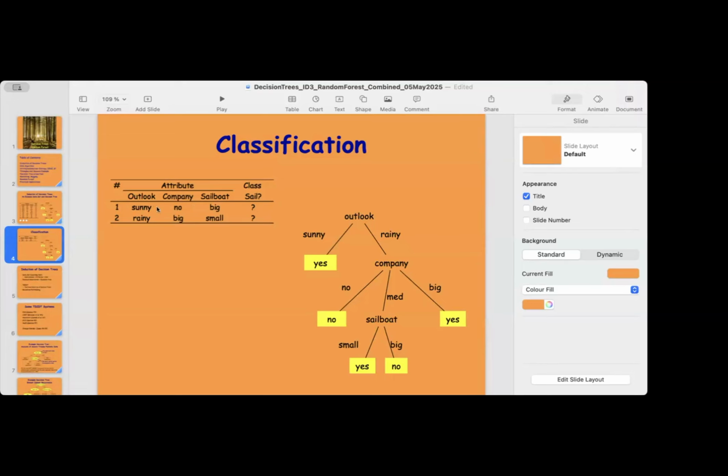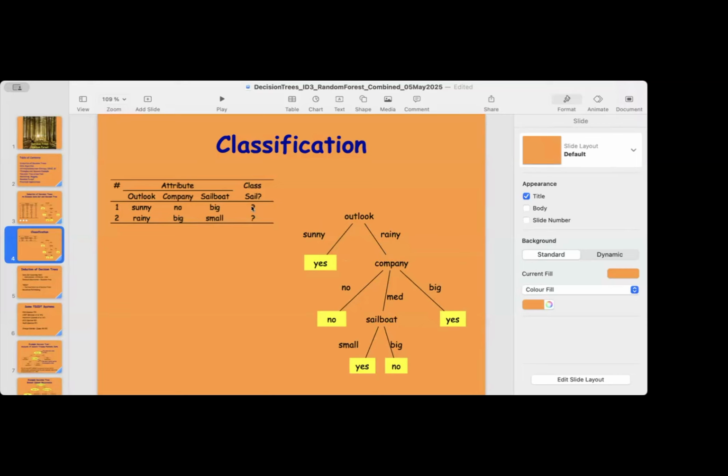So we're going to feed the first data sample into the decision tree model. Outlook is sunny, starting from the root. If the outlook is sunny, answer is yes. So we're done with answering the first question. The second one, what if it's raining? We have big company and a small boat. Should we go ahead or no? Class sail. So if it is rainy and we have a big company, the answer is yes. So that's how we would test.